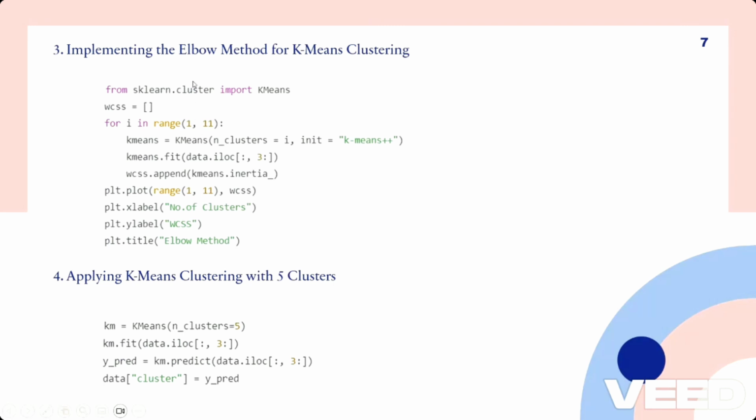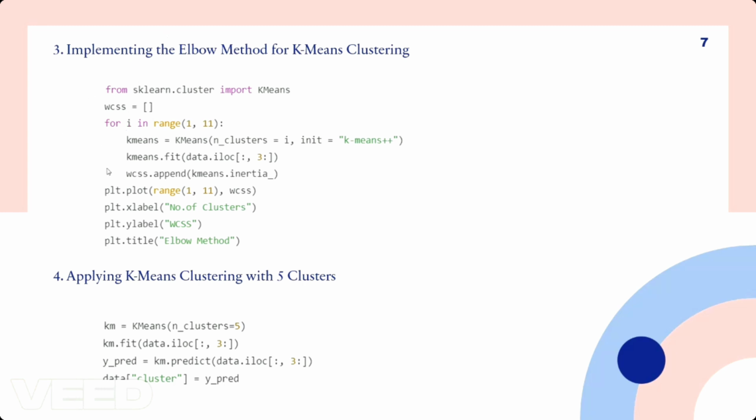And then the third step is implementing the elbow method for k-means clustering. From sklearn.cluster import KMeans, which imports the k-means clustering algorithm from scikit-learn. And then the WCSS variable initiates an empty list to store the within cluster sum of squares, that means WCSS, for each number of clusters.